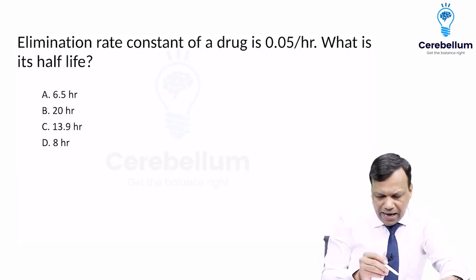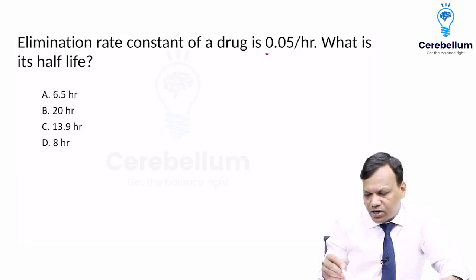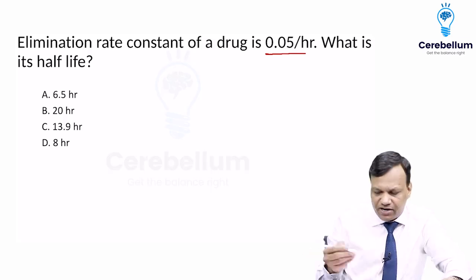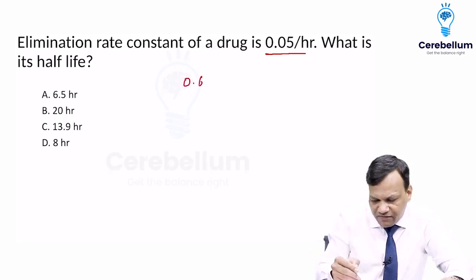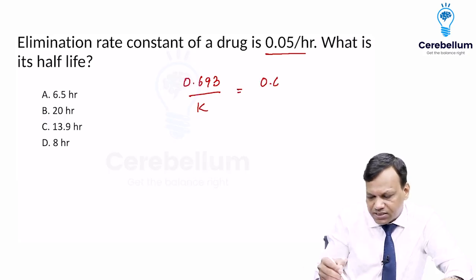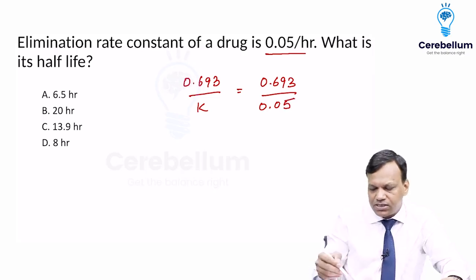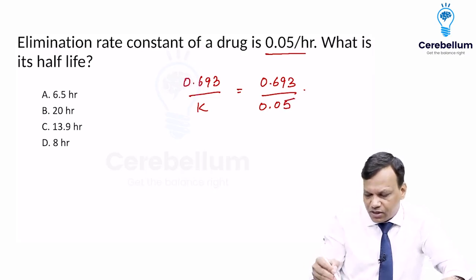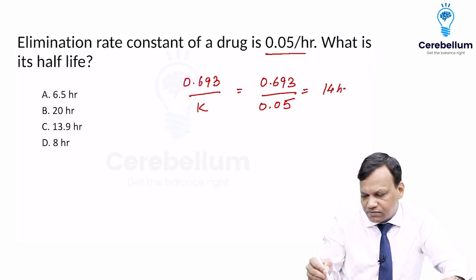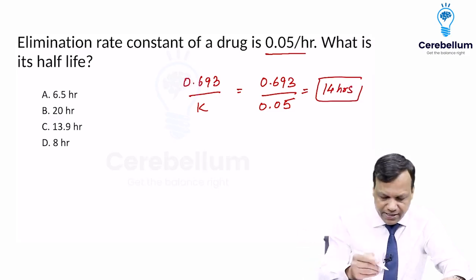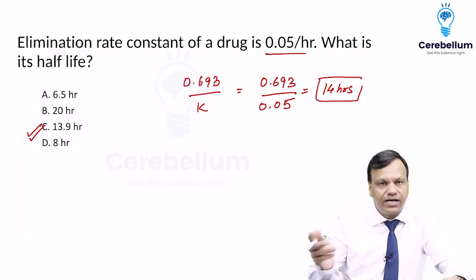Okay. So lastly, we can discuss some questions. Easy questions. The elimination rate constant of a drug is 0.05 per hour. What is its half-life? We discussed that half-life is 0.693 by K. So that will be 0.693 by 0.05. You can see that 70 by 5 is nearly 14 hours. Near about 14 hours, not exact, slightly lesser. So the answer will be 13.9 hours.